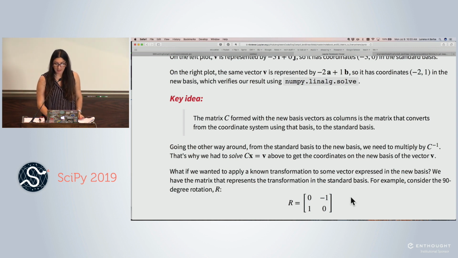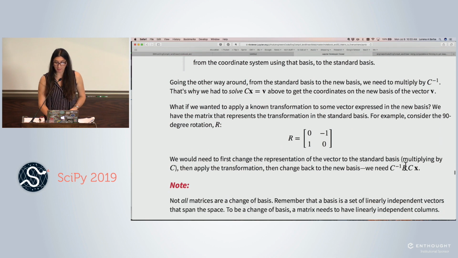So how do we do that? We need to multiply by C inverse to get to the standard basis, do the rotation there, and then multiply by C to get back to the transformed space. This is a composition of 3 transformations, which means we're going to have to multiply 3 matrices. We're going to need to first change the representation of the vector to the standard basis, apply the transformation, and then change back.